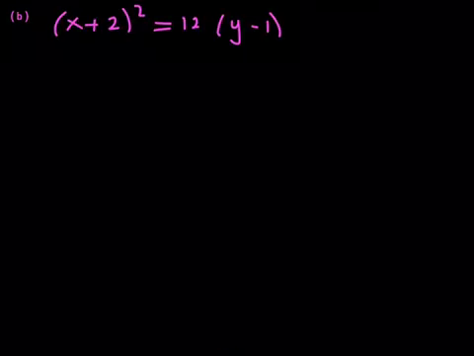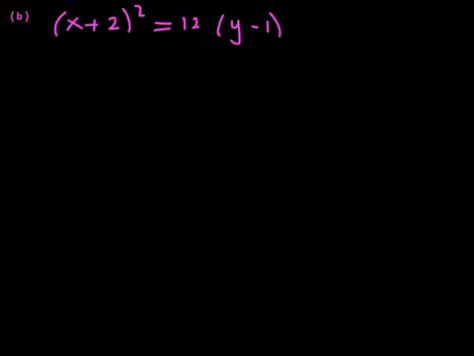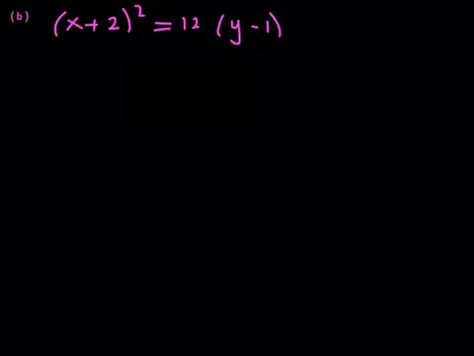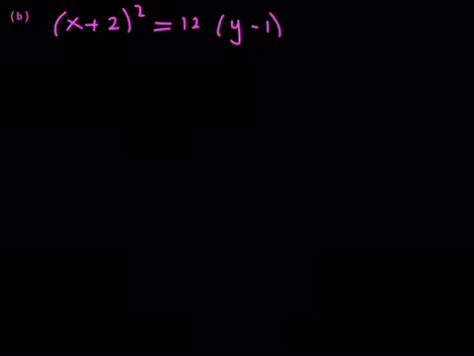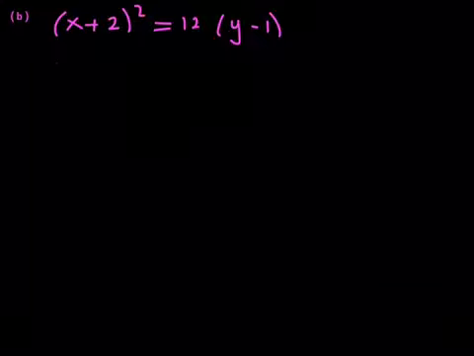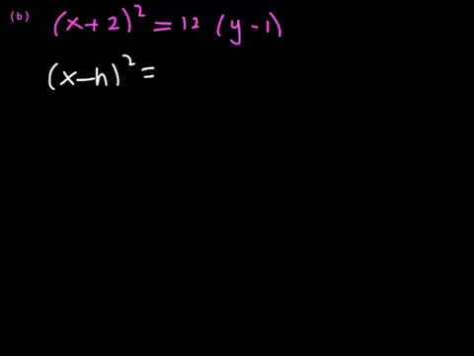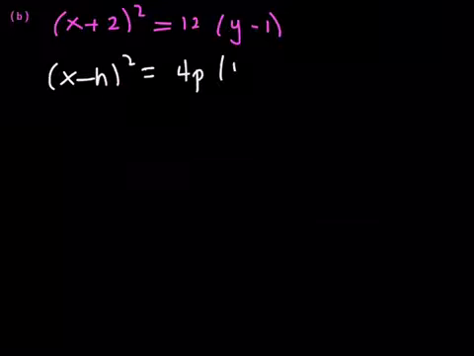Okay, guys, here's our next parabola. I know it's a parabola because there's only one variable being squared, and that is x. It's x plus 2 quantity squared is equal to 12 times y minus 1. Now, this looks awfully familiar to our standard form that looks like this. (x minus h) quantity squared is equal to 4p times (y minus k).